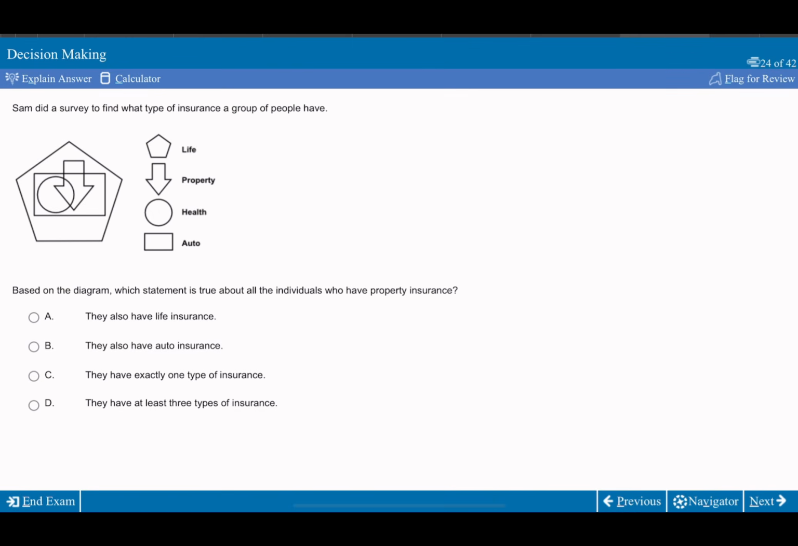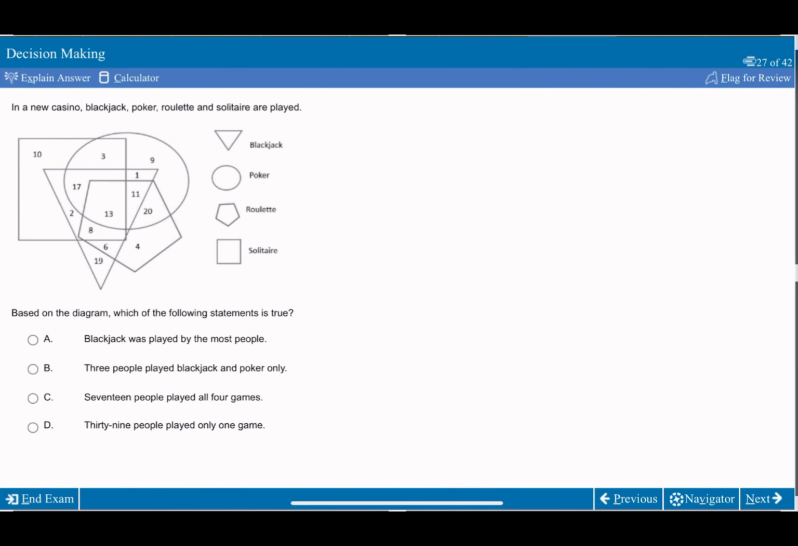Okay, awesome. So onto this question. Based on the diagram, which of the following statements is true? Blackjack was played by the most. Okay, 17 people played all 4 games, so I'm just going to look for that overlap of all 4. I think that's only here, and that's 13, not 17. 39 people played only 1 game, so 10 plus 9 is 19, plus 4 is 23, and plus 9, okay, that's wrong. So you can see I'm trying to pick out easy ones.